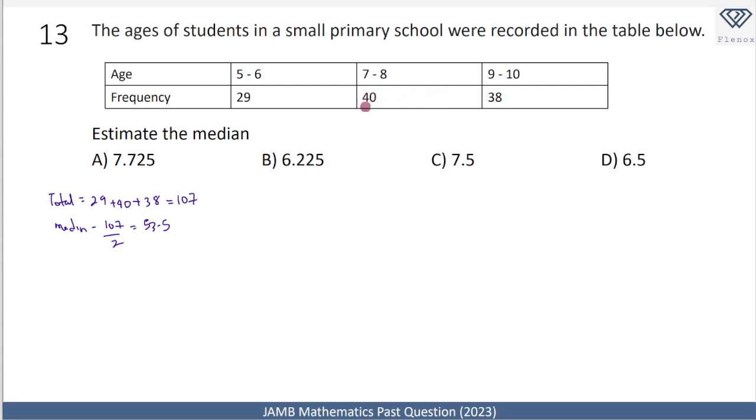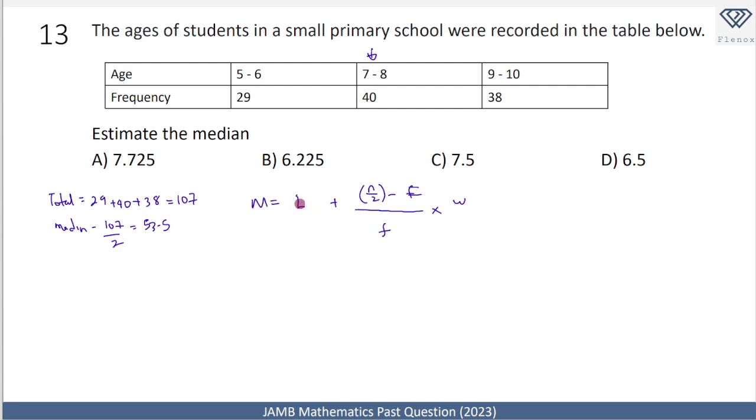53 is going to lie somewhere in between here. So this is the group that we're interested in. Now for a group distribution, the median is what? The median is given as L plus N over 2 minus F, minus big F rather, over small f times W. Now I'm going to explain what all these terms mean.